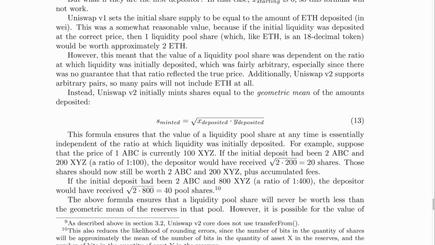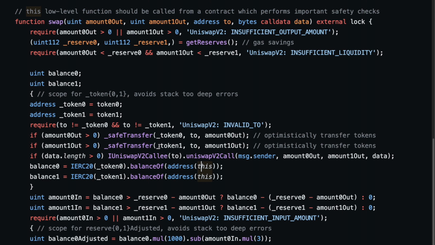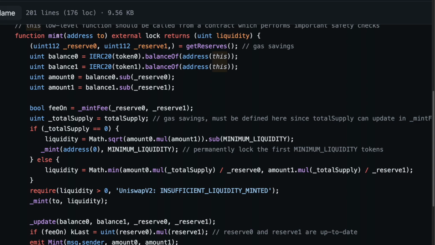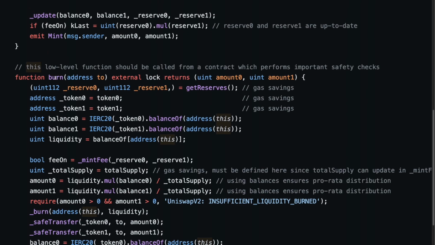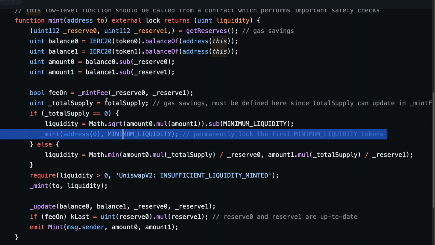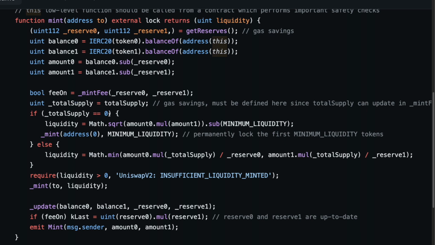Okay, now let's take a look at how Uniswap v2 adds and removes liquidity. In the source code, they don't have any add and remove liquidity functions, but the two functions that represent both of these are the mint and the burn. So let's take a look first at the mint, and let's just keep this minimum liquidity section here. So let's suppose that the pool already has some tokens, right? So the total supply is not 0.